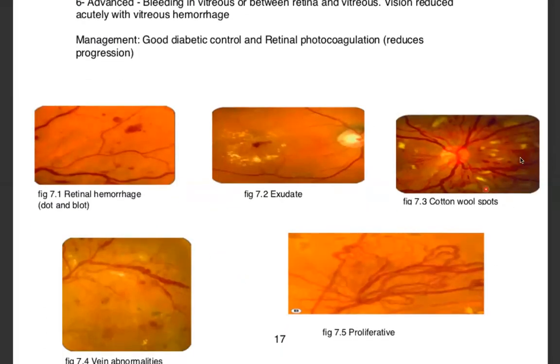I hope I can see a picture. There are cotton wool spots, white spots like these all over the place, including in the center. All over the place there are cotton wool spots. Okay.